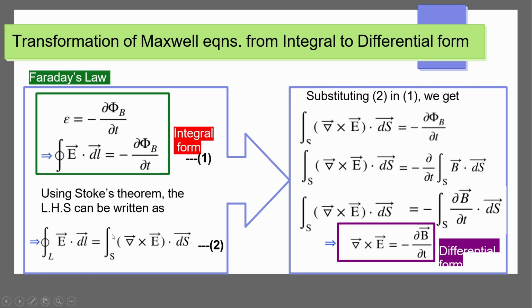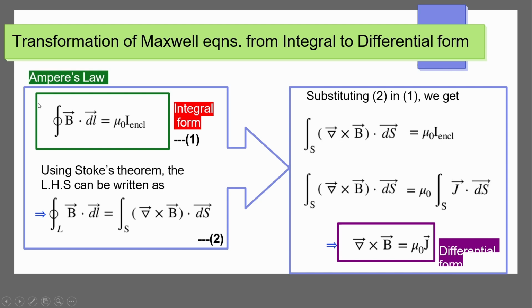So here we have converted the line integral of the electric field over some closed path L to the curl of the electric field over some surface S. Now we have two equations over here. As we substitute the second equation into the first one, we get this equation. As we integrate the right hand side with respect to some surface S, we bring out the constant of time, the partial derivative, and we integrate B dot dS over the surface. Now as we solve this equation, we get that the curl of the electric field is equal to the negative change in magnetic field over time. And we finally got Faraday's law in its differential form.